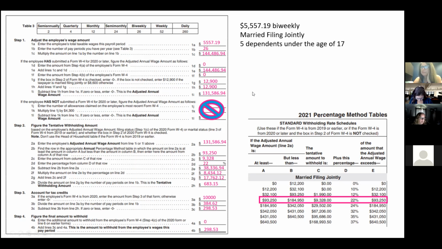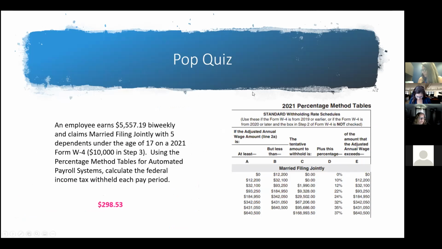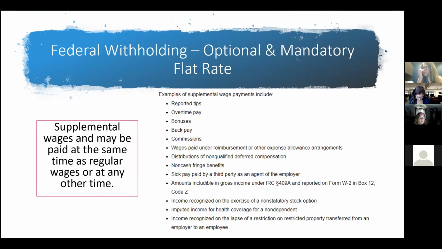All right, so there was your answer, 298.53. Good job. So the optional flat rate and the mandatory flat rate method are pertinent to supplemental wages, and supplemental wages can be anything from tips, overtime, bonuses, back pay, commissions. There's a ton of things that can be considered supplemental wages. The most common one is definitely going to be a bonus. That's what most of us think of as supplemental wages, so that's what most of my examples are for.